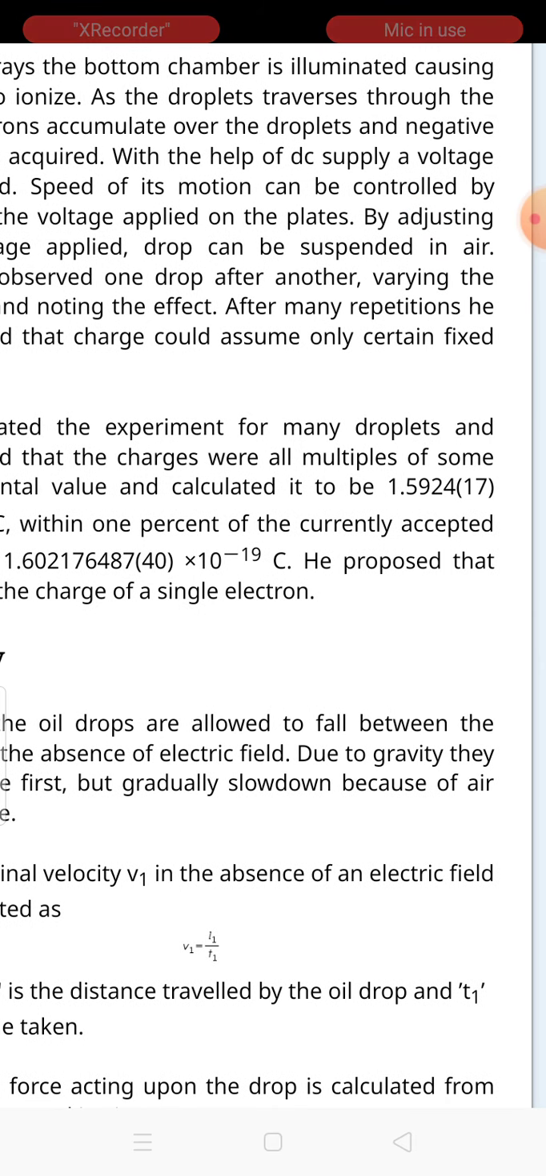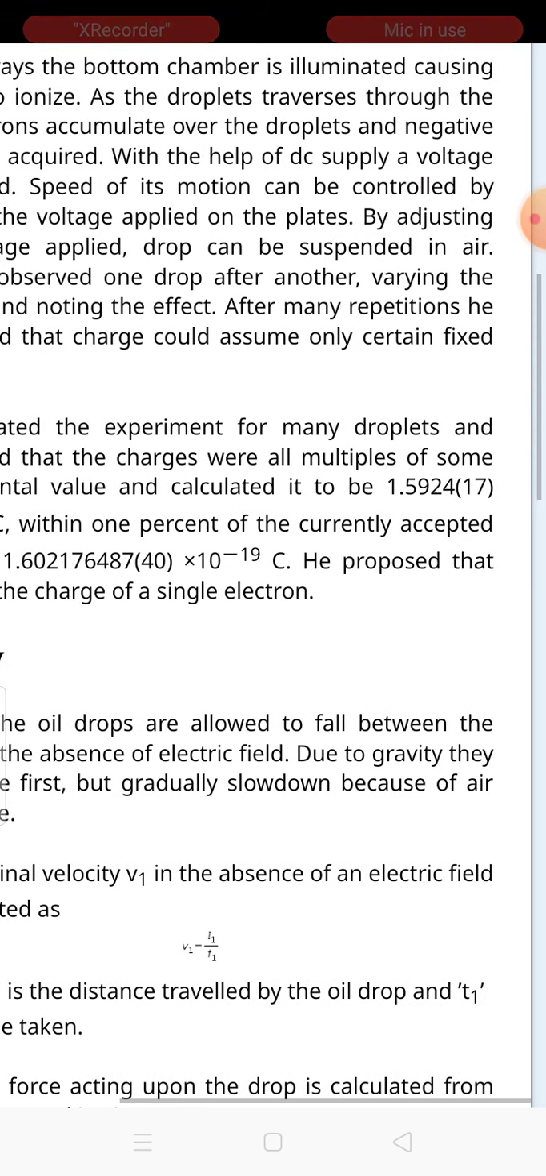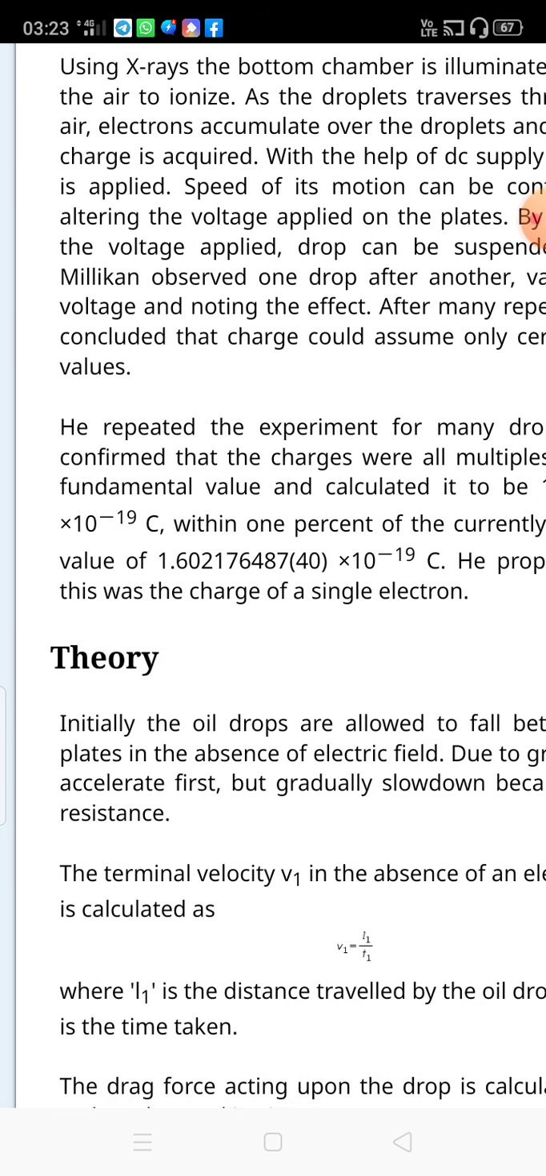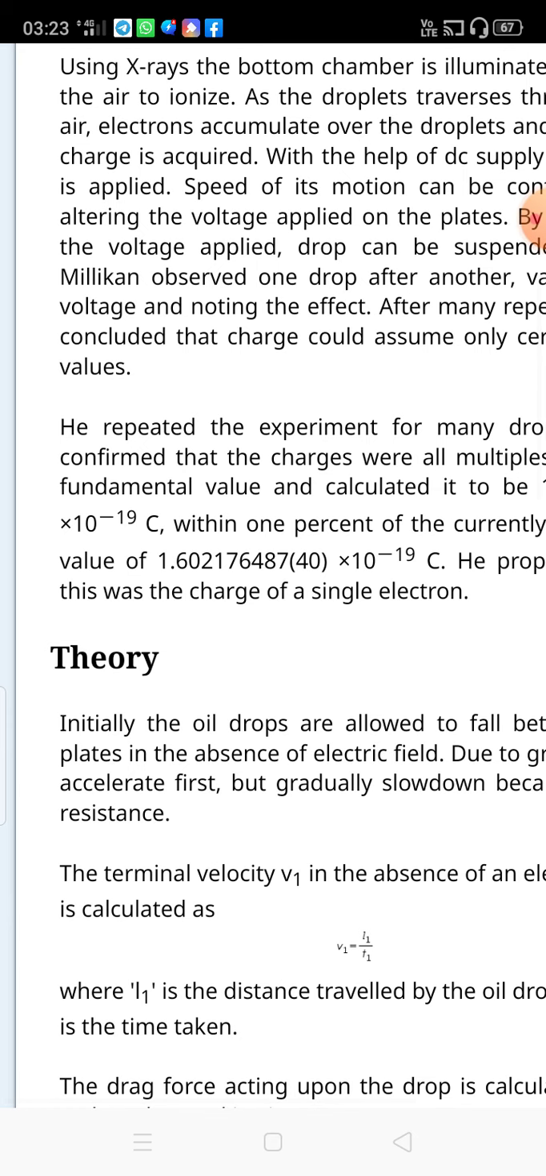calculated it to be 1.5924 × 10^-19 coulomb, within 1% of the currently accepted value of 1.602176487 × 10^-19 coulomb. He proposed that this was the charge of a single electron.